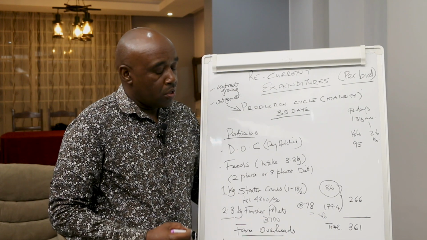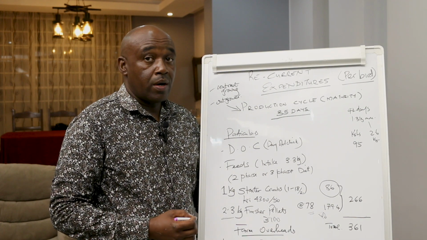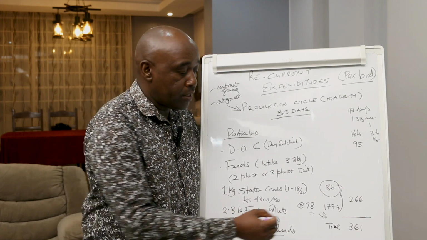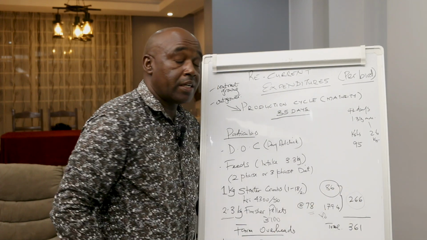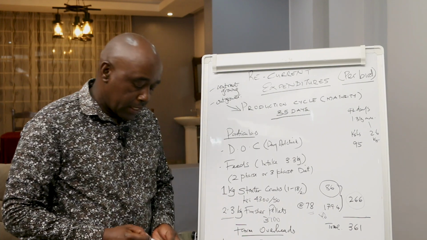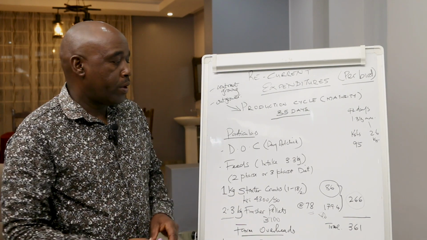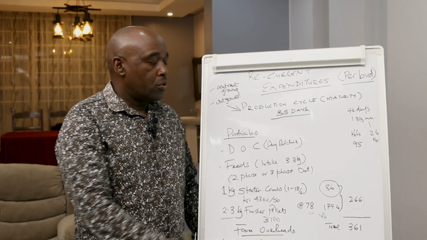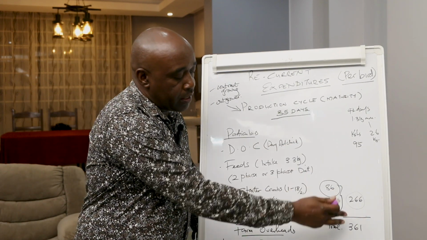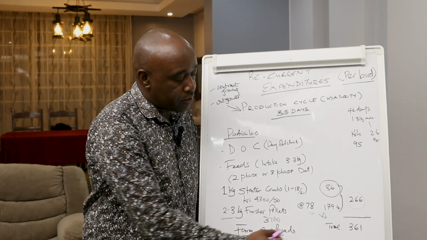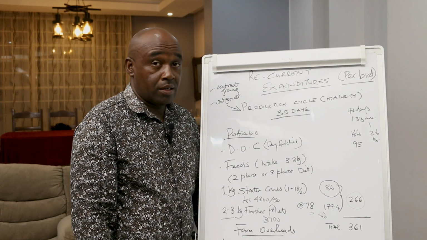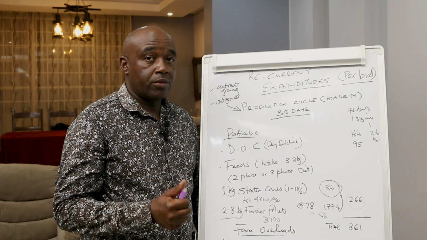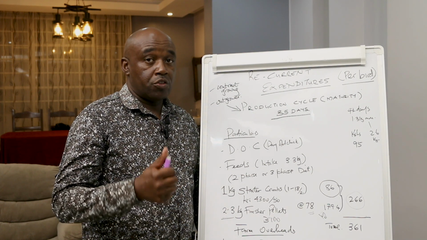So our costs from day 1 to day 35 on feeds alone will be 266 Kenyan shillings. And we purchased the day-old chick at 95 shillings. So 95 plus 266 is a total of 361. Now that's the cost of feeds and the day-old chick when the bird is mature.